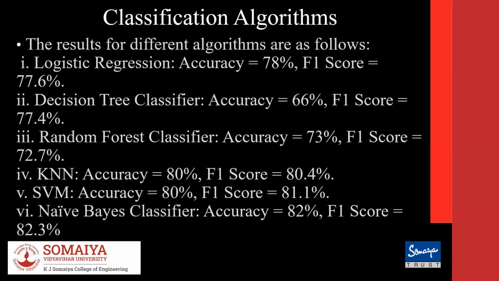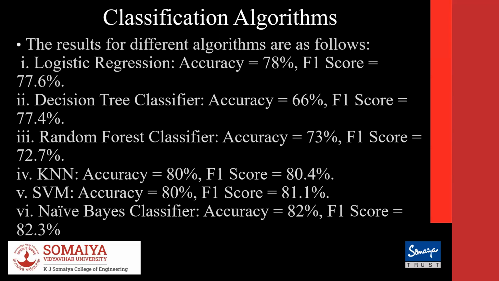Random forest classifier gives you an accuracy of 73% and an F1 score of 72.7%. KNN, which stands for k-nearest neighbors, gives you an accuracy of 80% and an F1 score of 80.4%. SVM, which stands for support vector machines, gives you an accuracy of 80% and an F1 score of 81.1%. So the accuracy for SVM and KNN are the same, and the F1 scores are also pretty similar.